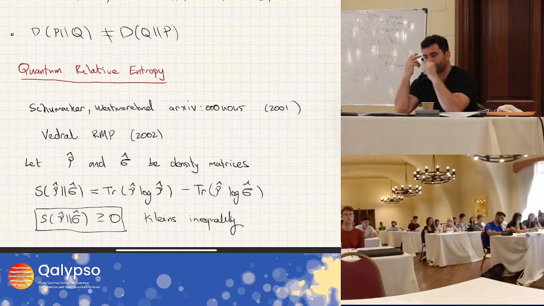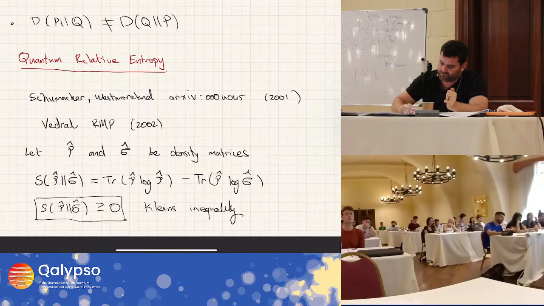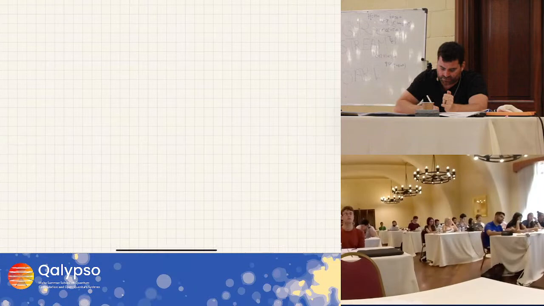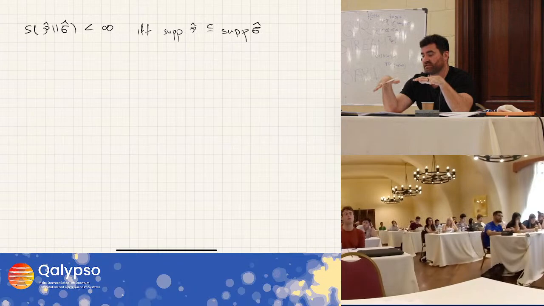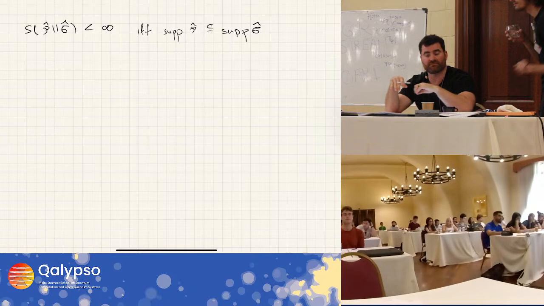You can have some problems with it. So it's important that S of rho sigma is less than infinity if the support of rho is contained in the support of sigma. And by support, what I mean is the subspace spanned by eigenvectors of rho with non-zero eigenvalues. So it's bounded in that case.